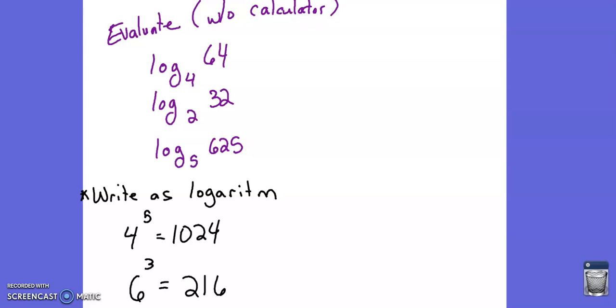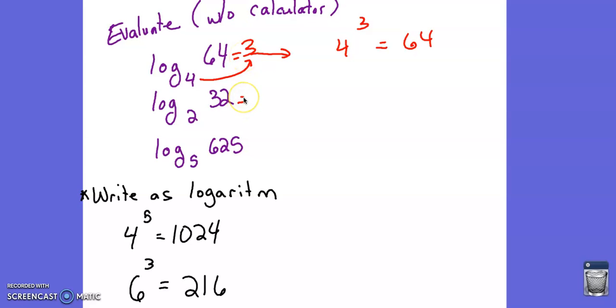So if I ask you to evaluate each of these without a calculator, so log base 4 of 64, matter of fact, some of your scientific calculators won't even do base 4 or base 2. It doesn't allow you to change the base, but you need to know how to do this without a calculator. So literally what this is referring to, remember if you go counterclockwise, 4 to some power equals 64. Well, that's 3. So this equals 3.